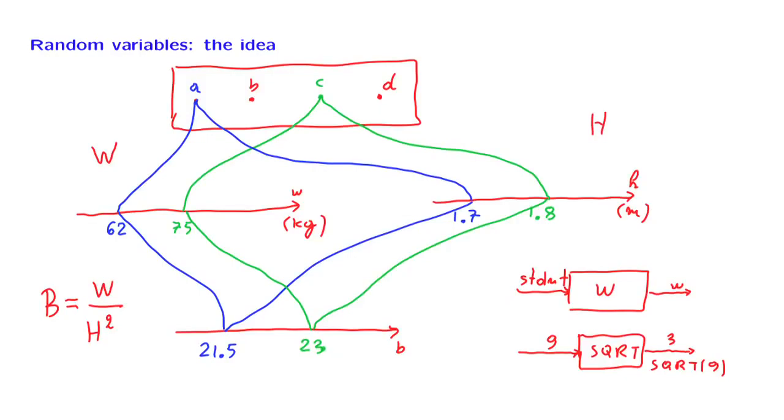So again, we see that the body mass index can be viewed as an abstract concept defined by this formula. But once an outcome is determined, then the body mass index is also determined. And so the body mass index is really a function of which particular outcome was selected.